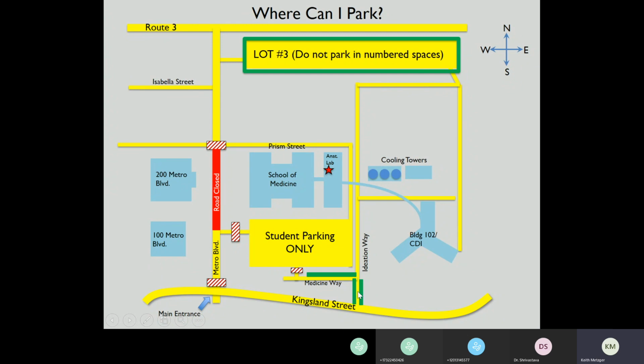If all of these are full, keep on driving down Ideation Way. You're going to pass under this bridge between the School of Medicine and the Center for Discovery and Innovation. It looks kind of like a triangular building. You'll pass by the water coolers and come to a dead end here. You'll make a right, and the first left you can make, you'll make that down a little hill, and now you're in what we call Lot 3, because it's pretty much by Route 3.